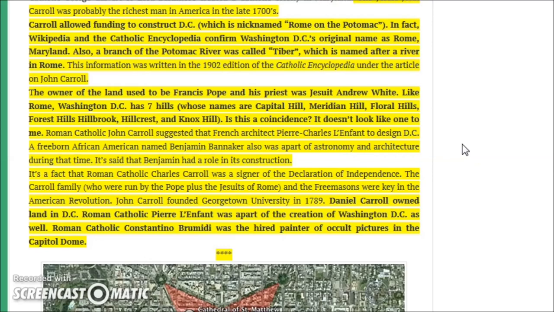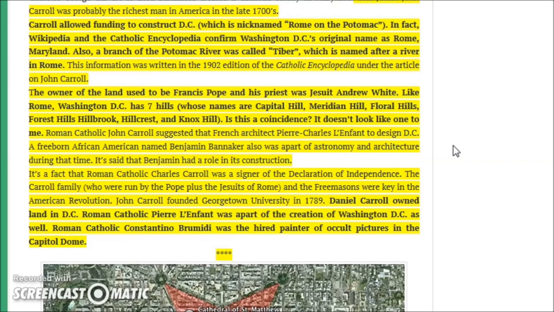The owner of the land used to be Francis Pope. Now we have Pope Francis, a Jesuit from Argentina. Who just for the first time in 600 years had a pope step down and he replaced him. Isn't that coincidence? And his priest was Jesuit Andrew White. Like Rome, Washington, D.C. has seven hills. Their names are Capitol Hill, Meridian Hill, Floral Hills, Forest Hills, Hillbrook, Hillcrest, and Knox Hill. Is this coincidence? It doesn't look like one to me.